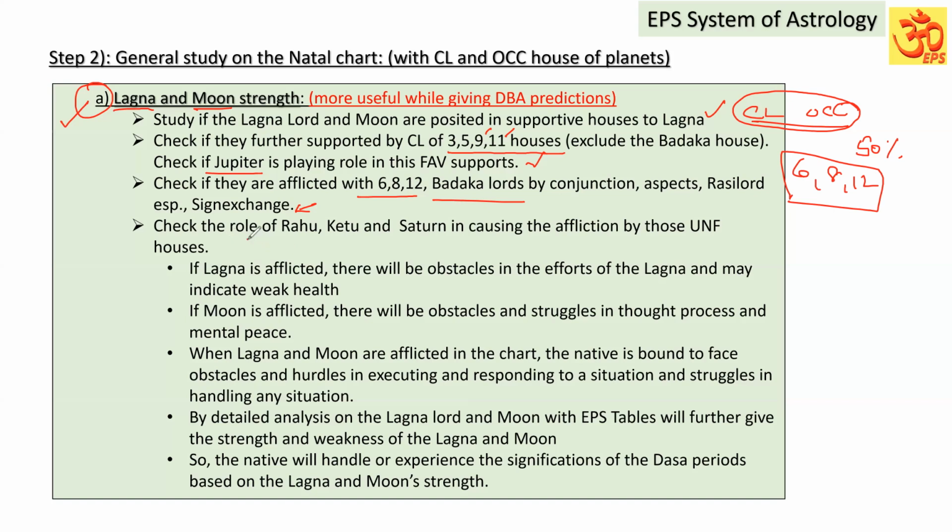And in that process, the role of Rahu, Ketu, and Saturn, and of course Mars also can be taken, but the nodal planets and Saturn are very important. If they are having these unfavorable significations and causing affliction to the Lagna or Moon, the impact of the unfavorable will be more. So that also we have to consider.